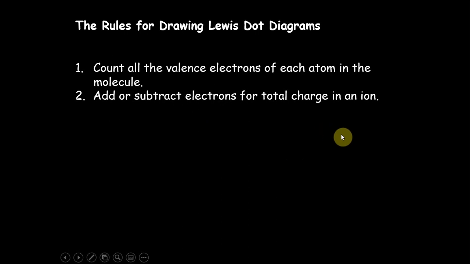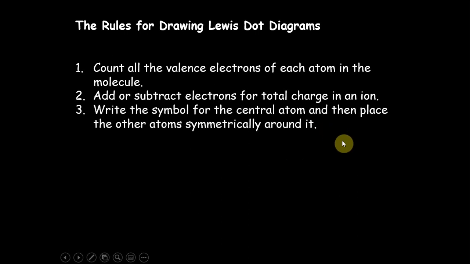Then you write the symbol for the central atom, and if the molecule is complicated, there may be more than one central atom. But we'll start with the basic ones, and so we'll start with a central atom, place that in the middle, and then put all the other ones around it symmetrically.